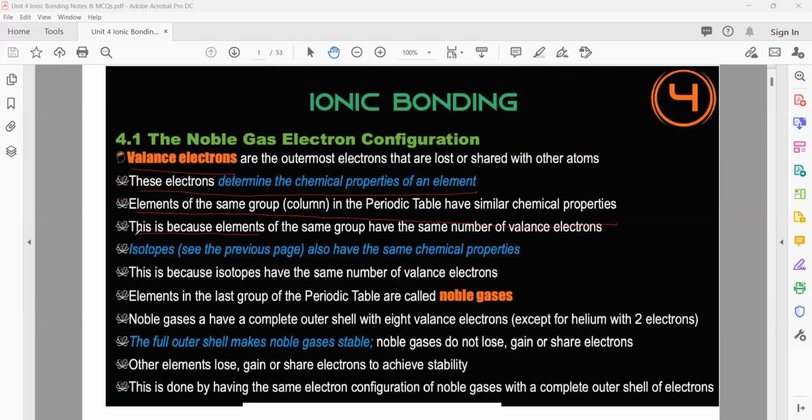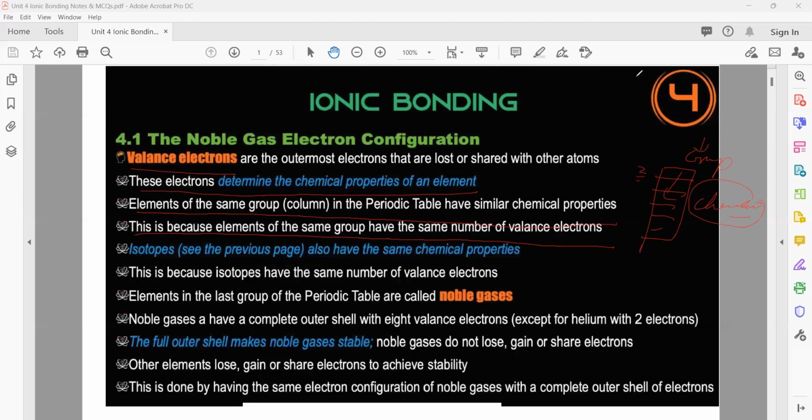This is because elements in the same group have the same number of valence electrons. They're saying that if you look at a group, top to bottom in the periodic table, you will find the elements in the same group have the same chemical properties. And why do they have the same chemical properties? Because they have the same number of electrons in the last shell.